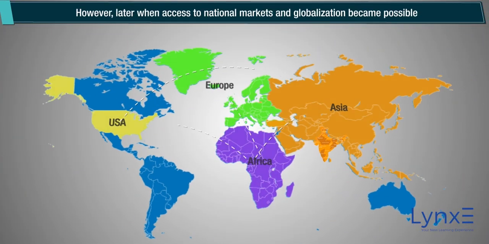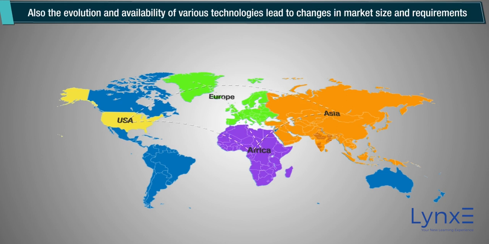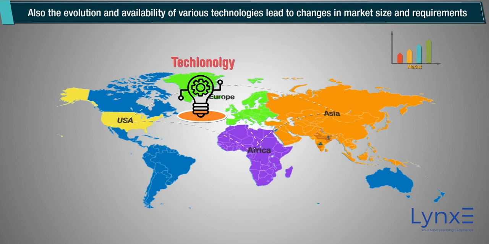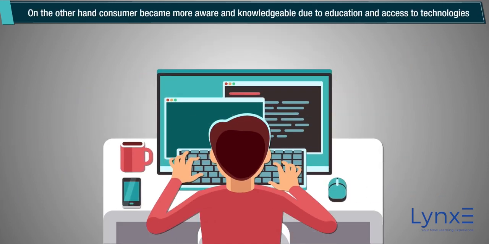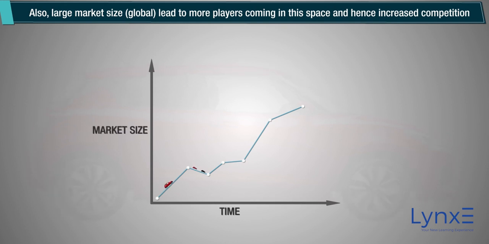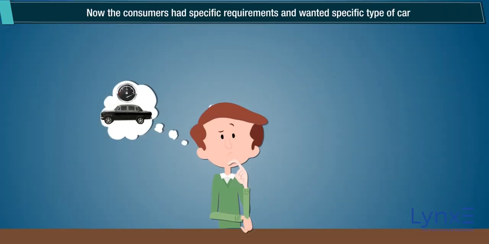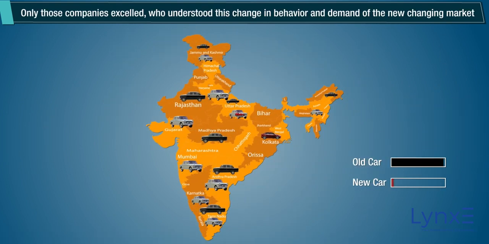However, later when access to national markets and globalization became possible, also the evolution and availability of various technologies led to changes in market size and requirements. On the other hand, consumers became more aware and knowledgeable due to education and access to technologies. Also, large market size led to more players coming in this space and hence increased competition. Now, the consumers had specific requirements and wanted specific type of car. Only those companies excelled who understood this change in behavior and demand of the new changing market.